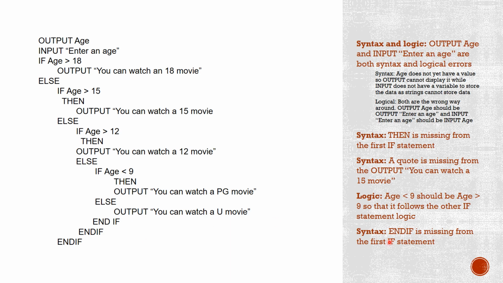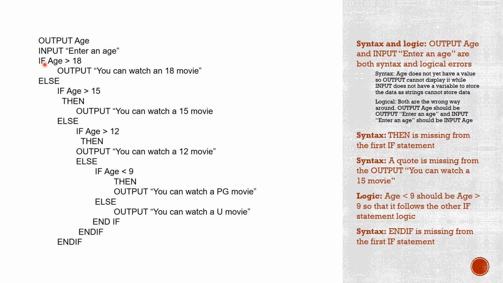So, the syntax error is in the line, yes. Syntax and logical error: output age and input enter age are both syntax and logical errors. How is it going to be a syntax and logical error? Age does not yet have a value, so output cannot be displayed. See, this age is a variable. The first two lines are both incorrect because this is a variable and we cannot output the variable unless we have a value in that variable. And clearly there is no input in here, so we actually have to use an input. Also, then is missing from the first if.